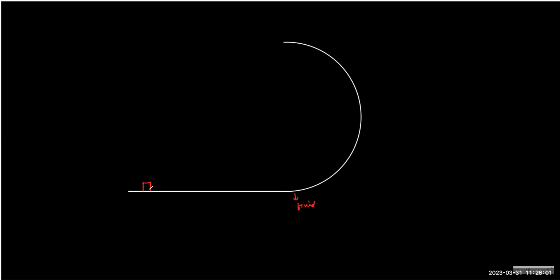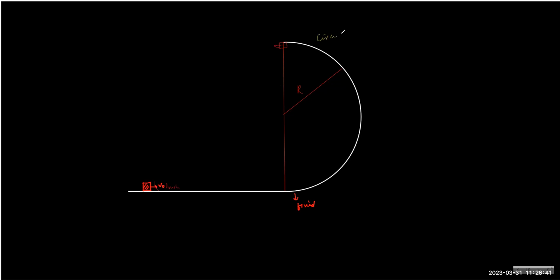A block is given velocity V naught. Radius is R. So how much velocity must you impart to leave from the topmost point? What is the minimum velocity we need to reach the topmost point?